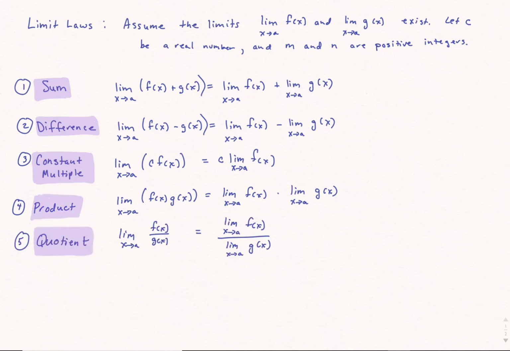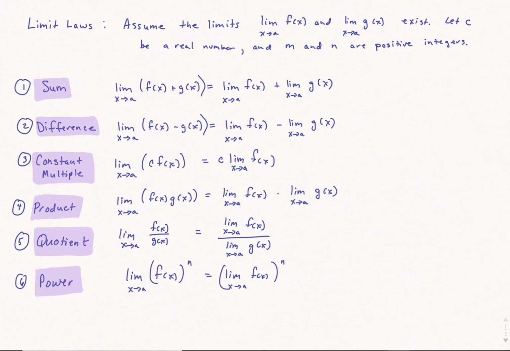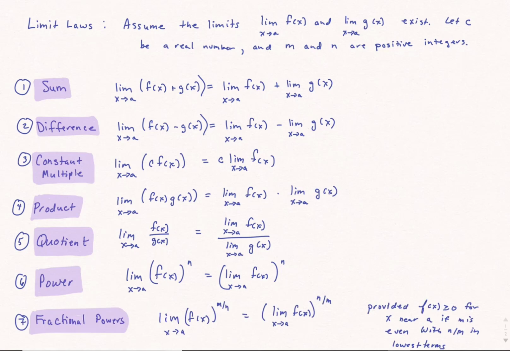Just like the difference law was similar to the sum law, the quotient law is similar to the product limit law. The power limit law says the limit of x approaching a of f of x to the nth power is the same thing as taking that separate limit, the limit as x approaches a of f of x, and raise that to the nth power. And finally, we deal with fractional powers. So the fractional power is just about the same as the power limit law.